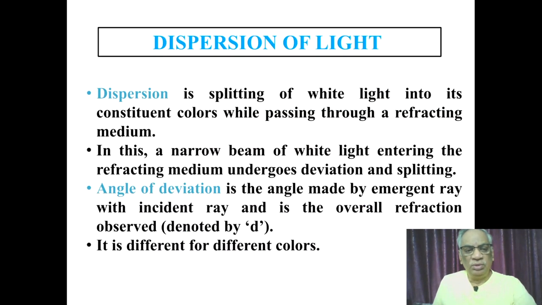Dispersion refers to separation of white light into its constituent colors while passing through a refracting medium. When a narrow beam of white light enters a refracting medium, it undergoes deviation and splitting. Deviation is changing its path direction, and splitting is separation of the white light into different colors.